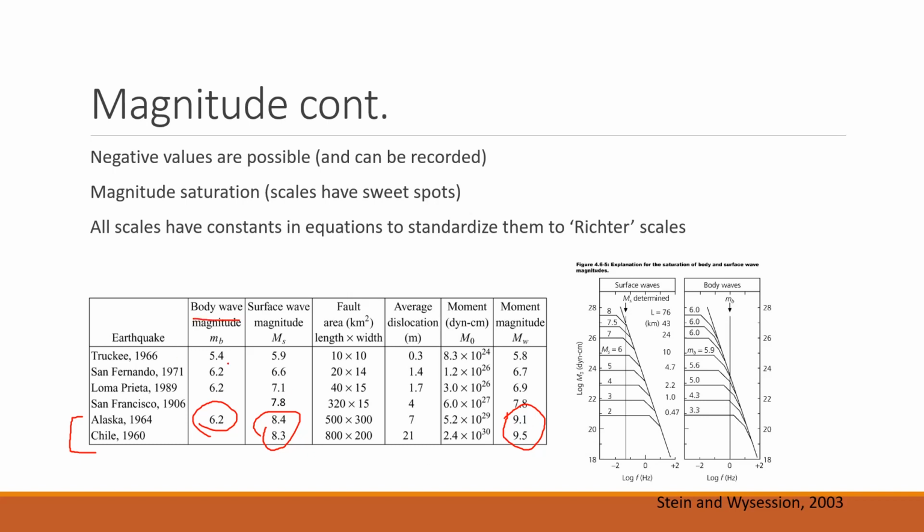If we look at this body wave scale, the 6.2 is the point where it gets saturated. It can't actually record higher than a 6.2. Any big earthquake is going to record as a 6.2.